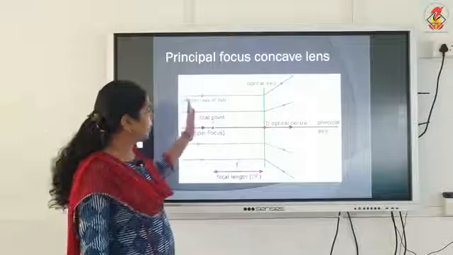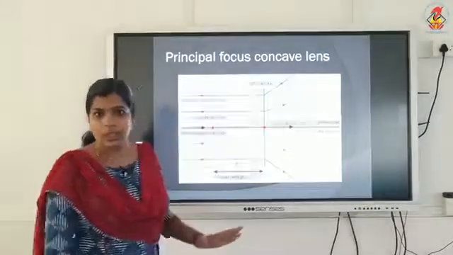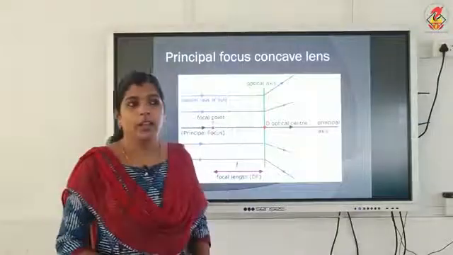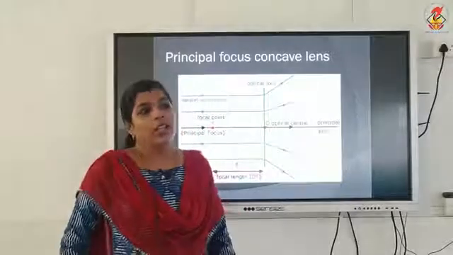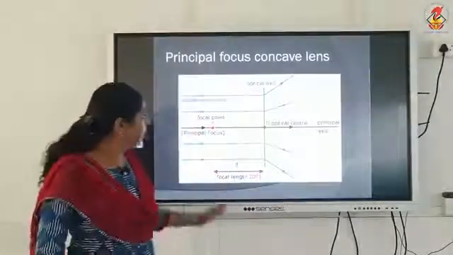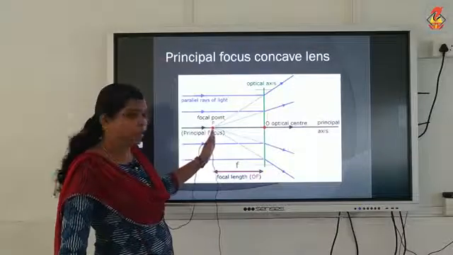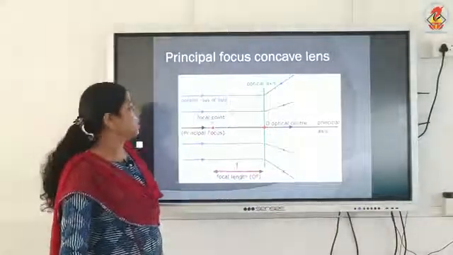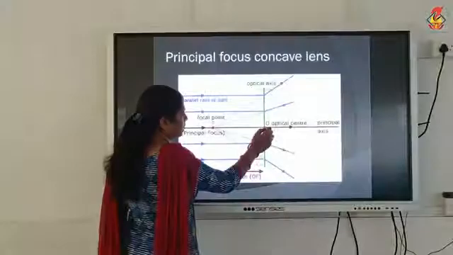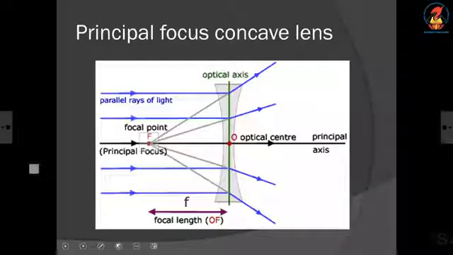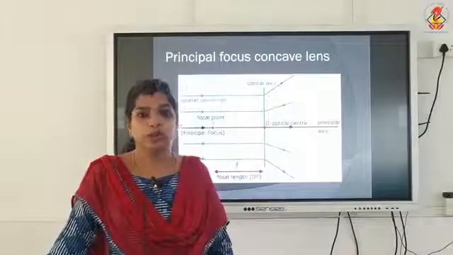Okay. So, when light rays pass through concave lens, refraction will take place. After refraction, it will diverge. And when you backtrace the refracted rays, it meets at a point on the principal axis, and that is known as a principal focus. Now, this distance from this optical center to this principal focus, that is known as the focal length. Distance between the optic center and the principal focus is known as a focal length in both lenses.